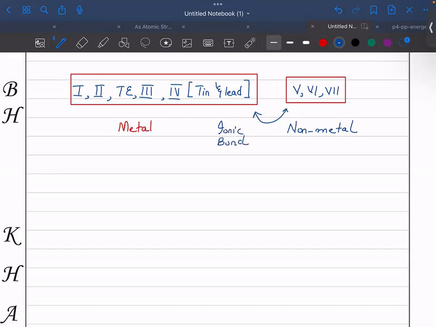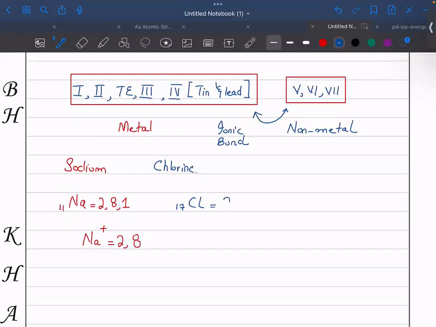अब बनता कैसे ionic bond? Let's say if we have sodium, which is a metal from group 1, and chlorine, which is a non-metal from group 7. Electronic configuration for sodium is 2, 8, 1. In order to get stable, sodium loses one electron to form the electronic configuration of 2, 8, whereas chlorine has an atomic number of 17. Its electronic configuration is 2, 8, 7.